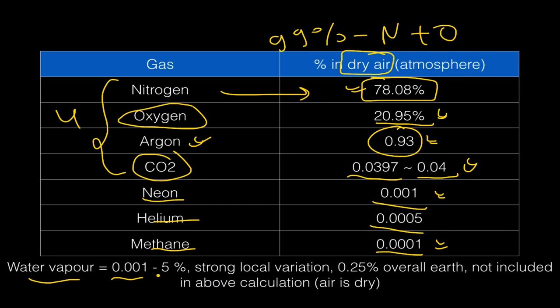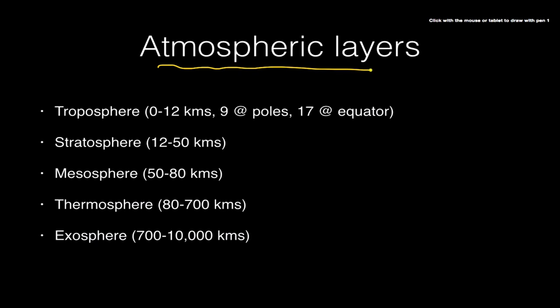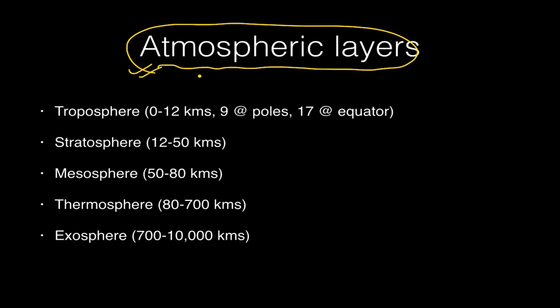Water vapor may vary from 0.001 to 5% depending upon the local variation. Okay, and in overall Earth it is 0.25%, and it is not included in the above calculation because air is deemed to be dry when we measure the composition. Now atmospheric layers, obviously it is not mentioned in the NCERT, yet I will cover it.